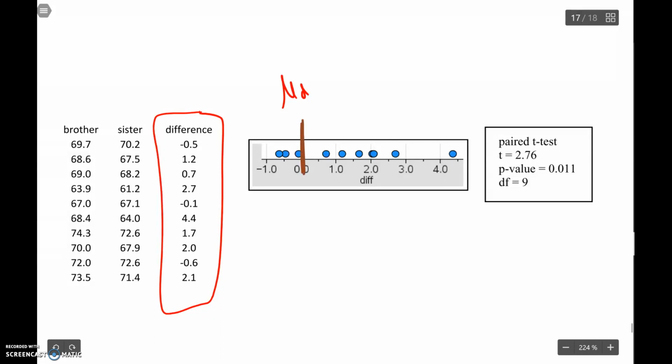And it kind of looks like the average is pretty much higher than 0. There's a few that are lower than 0, but most of them are higher. It looks like the average is around here somewhere. If I run a one sample test on the differences, or a paired t-test, I get a test statistic of 2.76. I get a p-value of 0.011, and I reject the null.